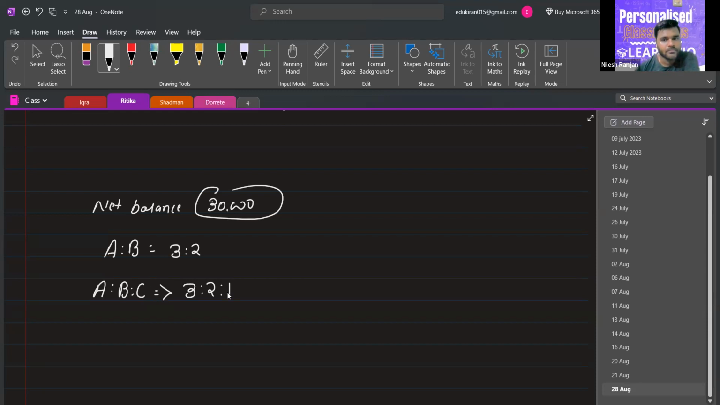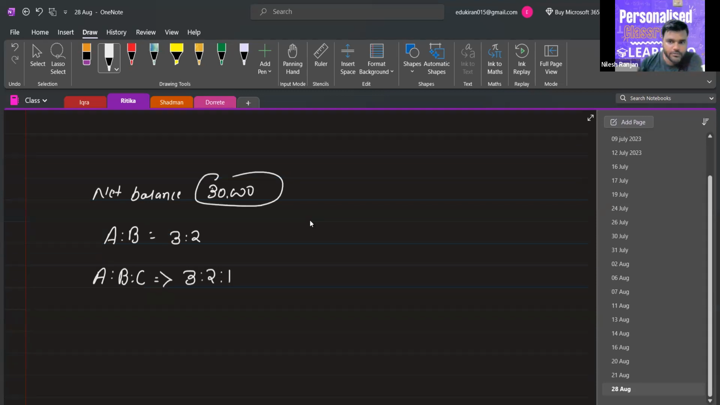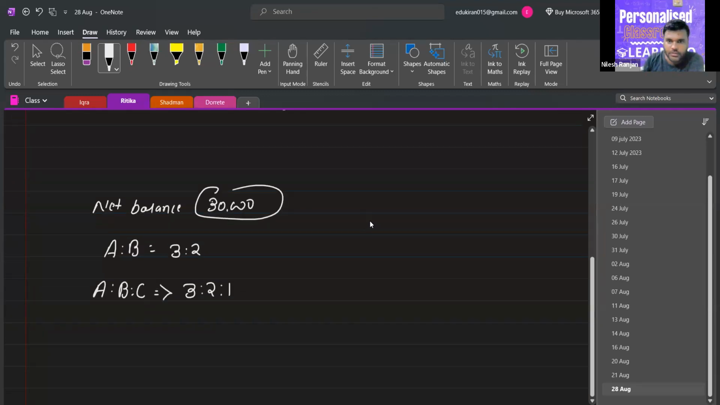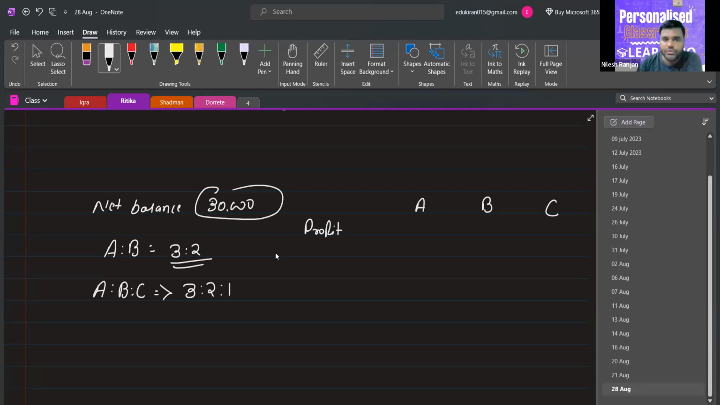Okay, sir. So first of all, if we distribute this profit in the old ratio, because this is net balance, there is no share of C in this balance. Yes, sir. So if 30,000 is distributed in 3:2, then 18,000 and 12,000.